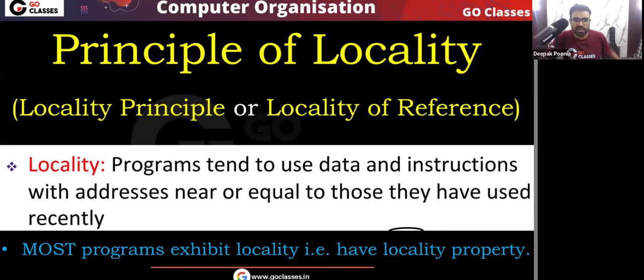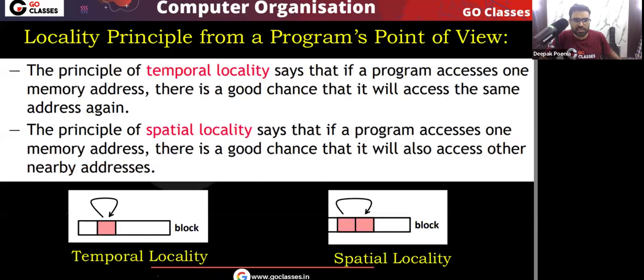Now let me tell you, there are two types of locality property. One is temporal locality, another is spatial locality. So let's see the definition of temporal locality and spatial locality. Temporal locality says that when a program accesses a memory location, then in the near future, there is a good chance that the program will again access that same memory location. This is called temporal locality.